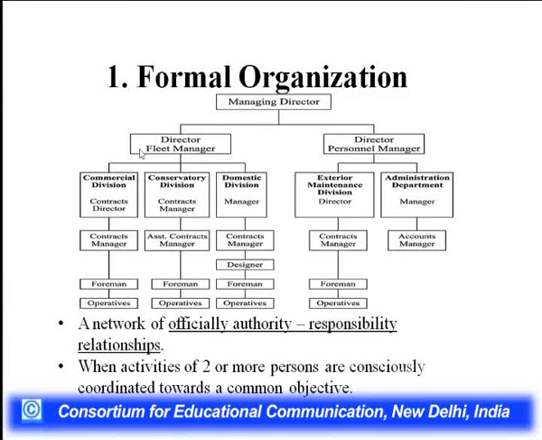It means the commercial division, or the contracts director, is the authority of the contract manager, and the contract manager is responsible to the contract director. Similarly, the other divisions are there. So this authority and responsibility relationship moves according to the formal organization setup.